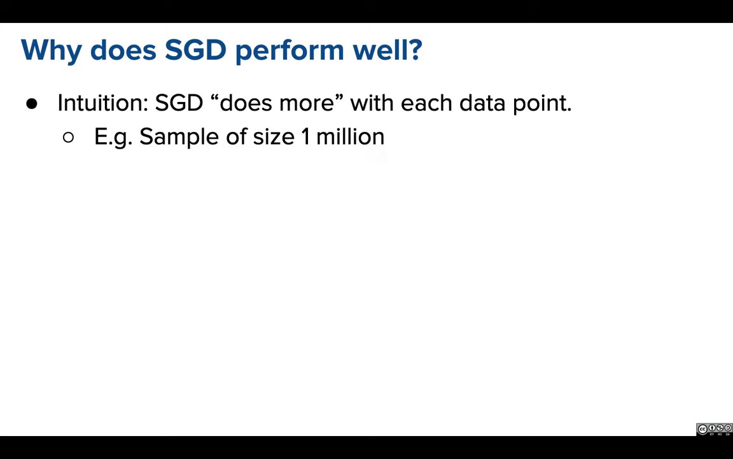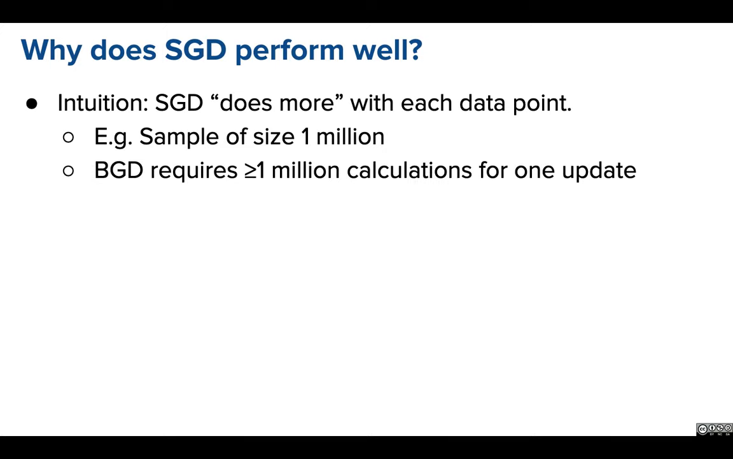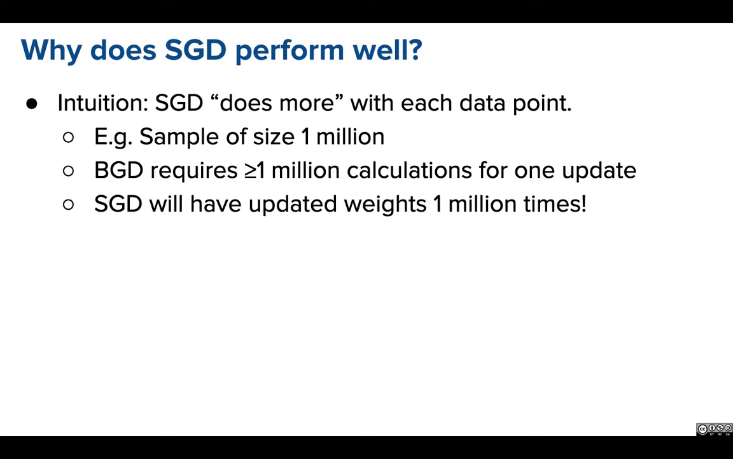Right? So if I have a sample of size 1 million, every update for batch gradient descent will require at least a million calculations, right? One for every data point. Whereas stochastic gradient descent will have updated the weights 1 million times by the time batch gradient descent does one update. You can imagine that the collective effort of those 1 million points eventually just gets theta closer to the minimum than batch gradient descent, because batch gradient descent will only nudge theta a little bit, whereas stochastic gradient descent will move theta quite a bit, and eventually theta will end up near the minimum.